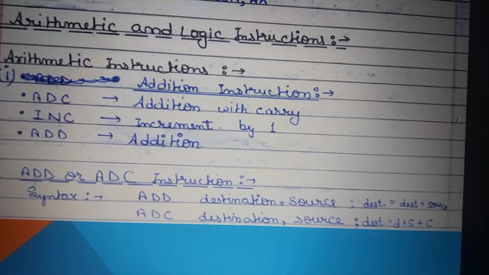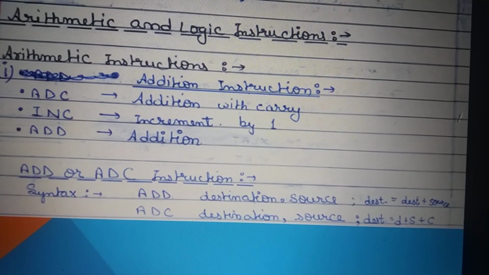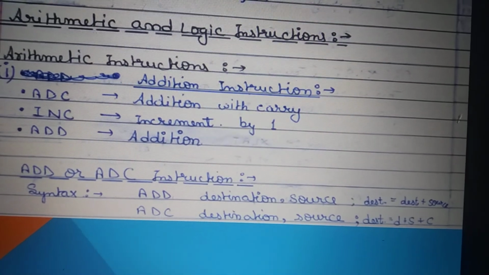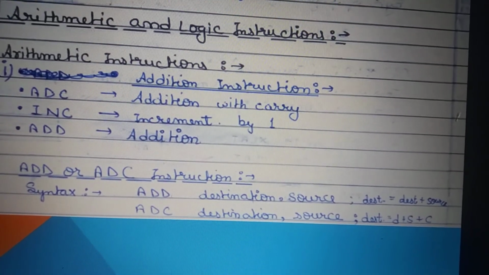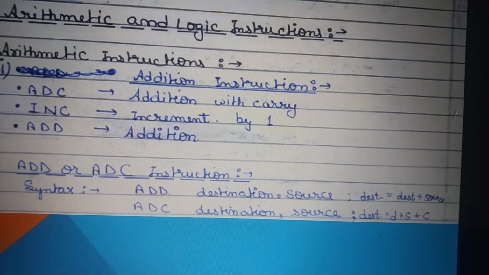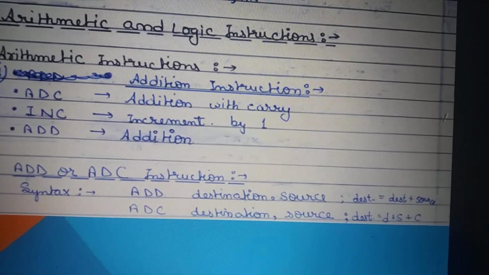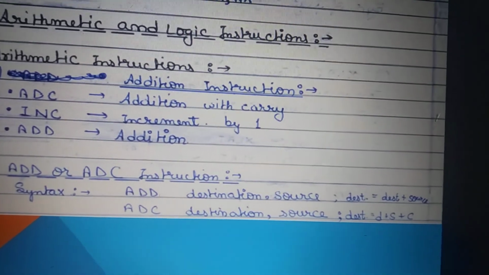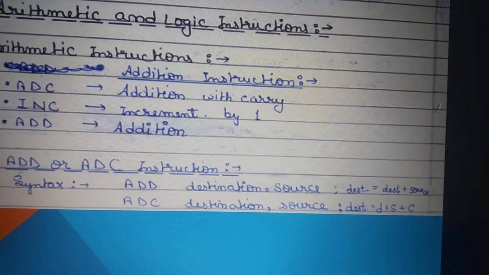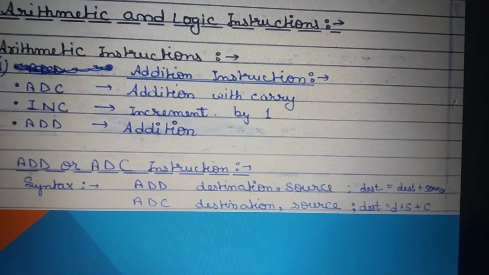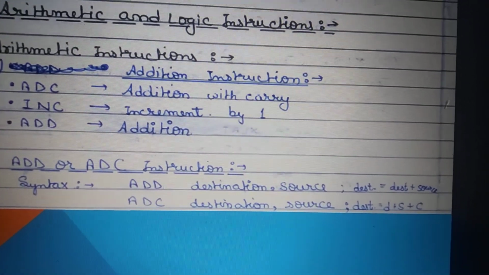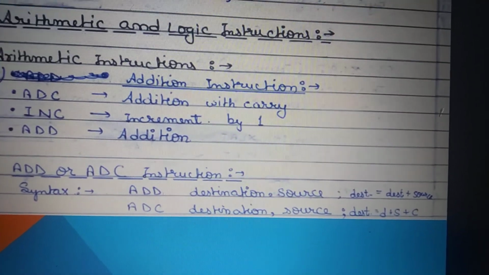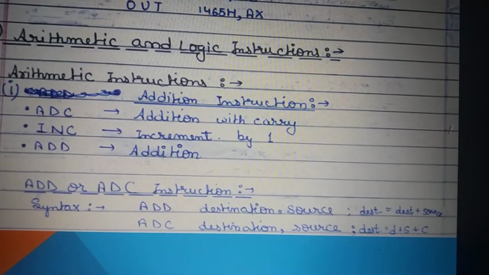What will be the content of destination after execution of this instruction? The content of destination becomes content of source plus content of destination plus status of carry flag. Here the status of carry flag taken is prior to the execution of the instruction, that is the previous carry. So this instruction is quite similar to a full adder. ADD is similar to a half adder, while ADC is similar to a full adder.